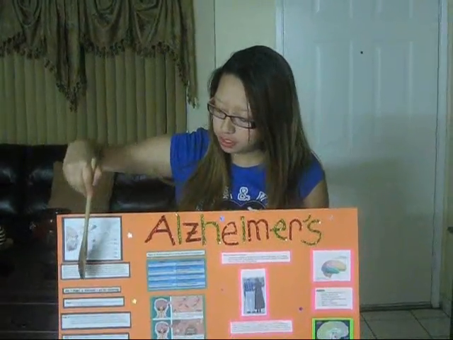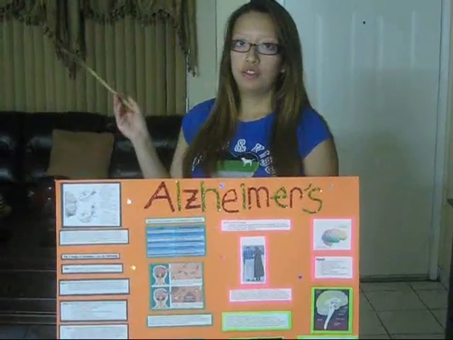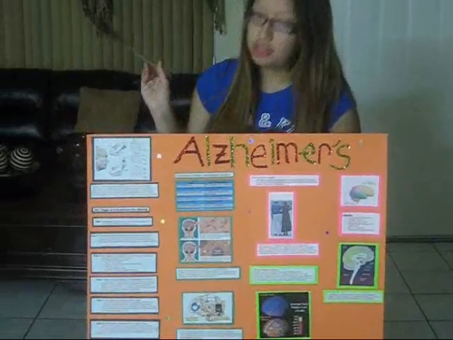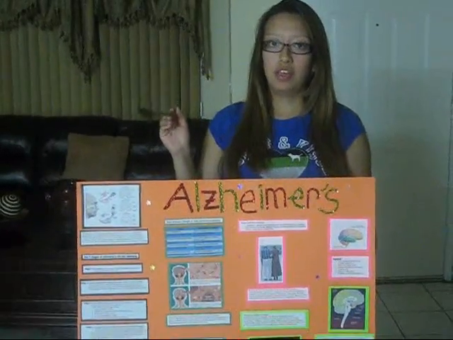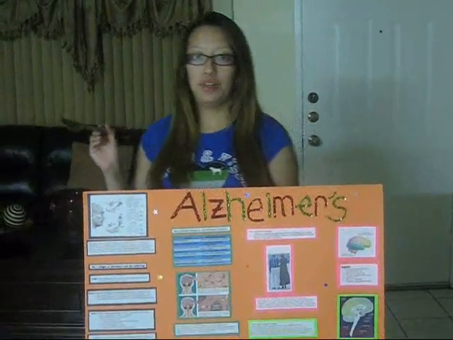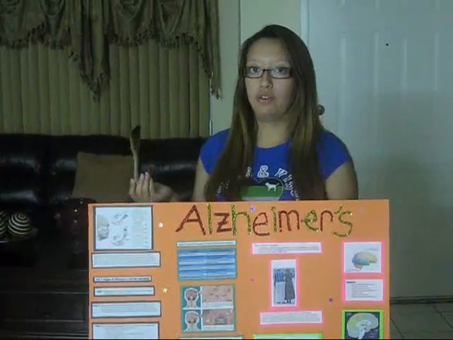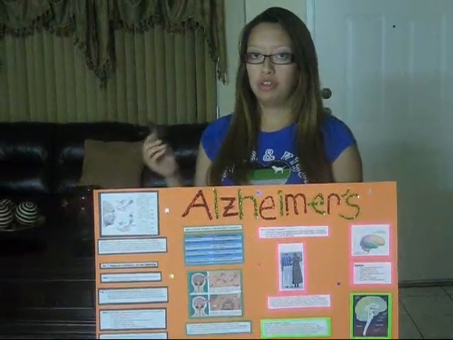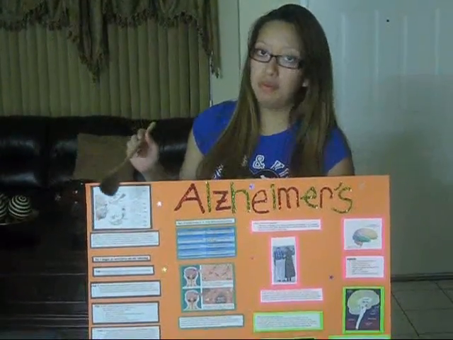Okay, so this is our project board that we did, and right now we're going to talk about the 7 stages of Alzheimer's, which is listed right here. So first, let me start with stage 1, which is called the no impairment stage. In this stage of Alzheimer's, you really can't notice anything, like family members can't notice if you're forgetting things yet because your brain is still functioning normal. You won't notice the memory loss.